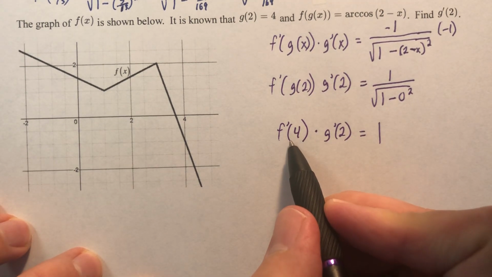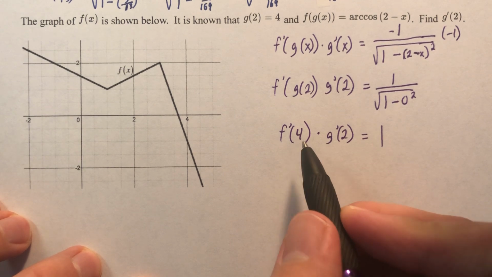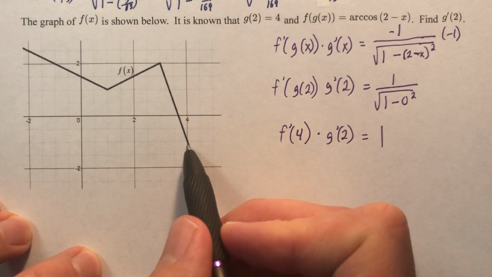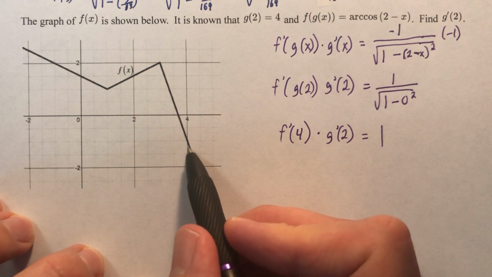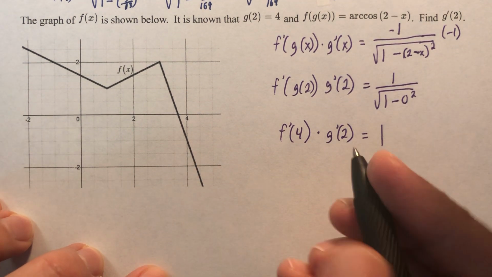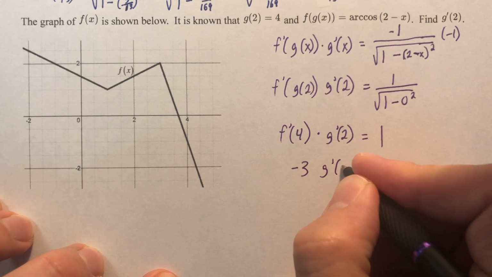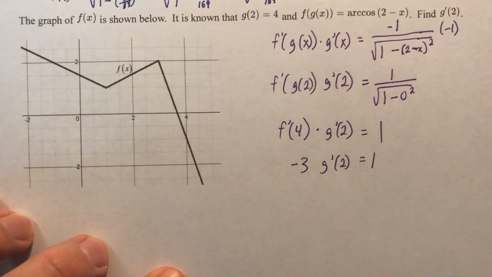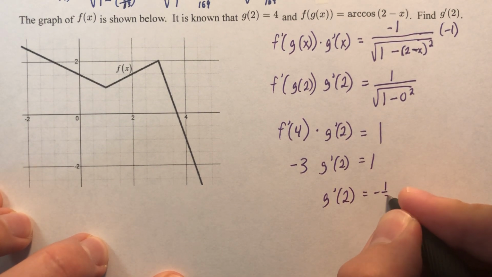Well, I need to know f prime of 4, which is asking for the slope of the f function at 4. So we look at 4 and we find the slope here. And the slope here seems to be negative 3. 1, 2, 3, or 1? Yep. Negative 3 times g prime of 2 equals 1. They are asking for g prime of 2. Oh, here we go. Negative 1/3.